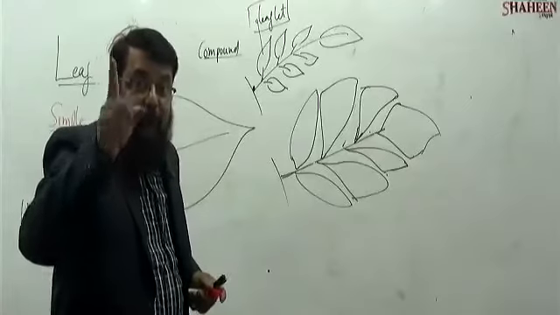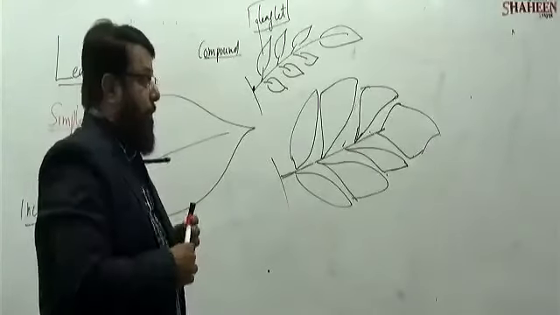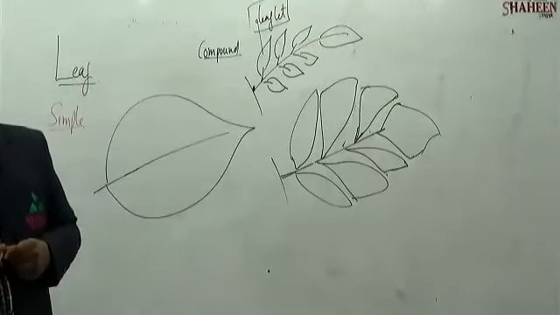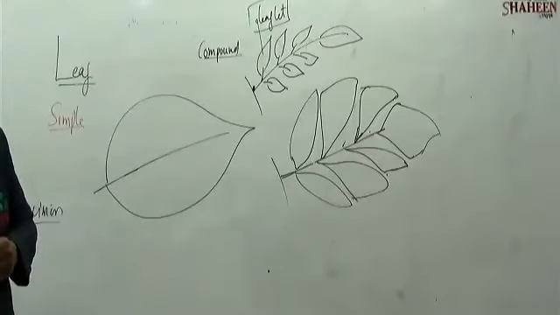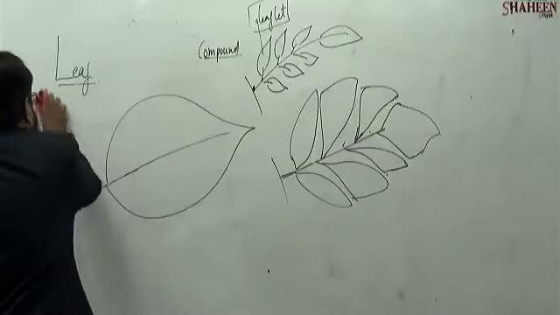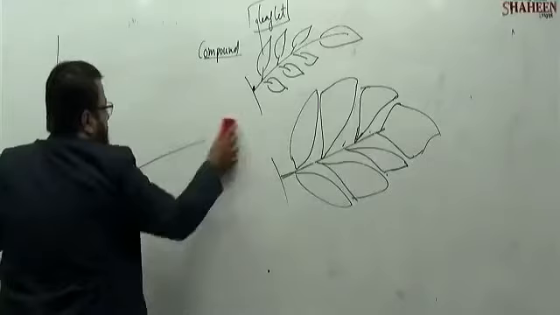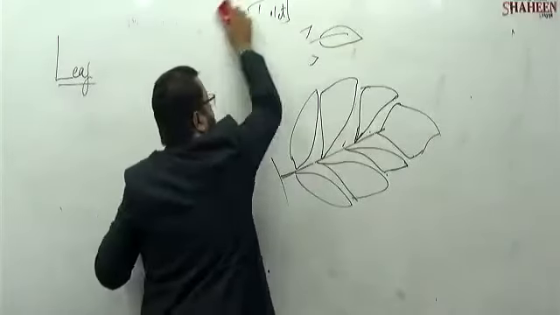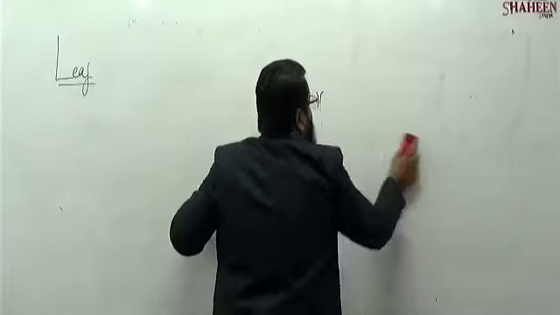Now, compound leaves are of two types. One is pinnately compound, another one is palmately compound. Now this is the classification of compound leaf.